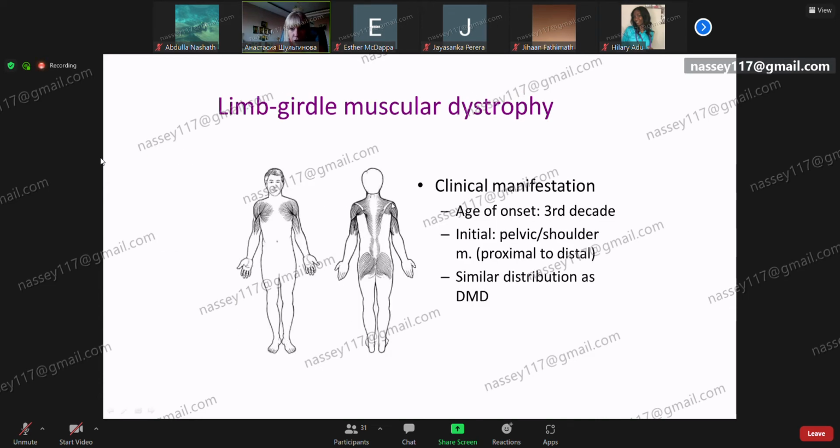Clinical manifestation. Looking at the illustration of the picture, which muscle groups are affected? We said that in Duchenne and Becker, this is the proximal group of the muscles of the lower extremity. In limb-girdle muscular dystrophy, we see affection of what zones? This is the pelvis, this is the shoulders. So this is the proximal region of the body. And the age of onset is the third decade.